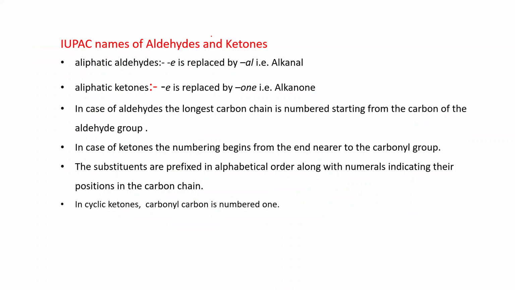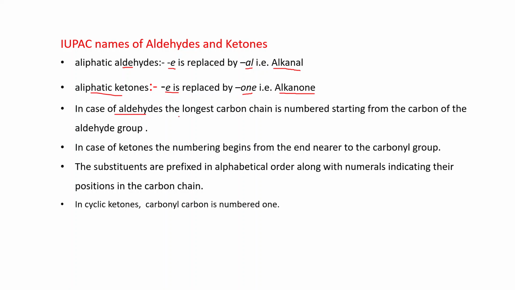IUPAC names of aldehydes and ketones. In case of aliphatic aldehydes, the E of the parent alkane is replaced by Al, and we can say these are alkanal. In aliphatic ketones, the E of the parent alkane is replaced by ONE, and that is alkanone.